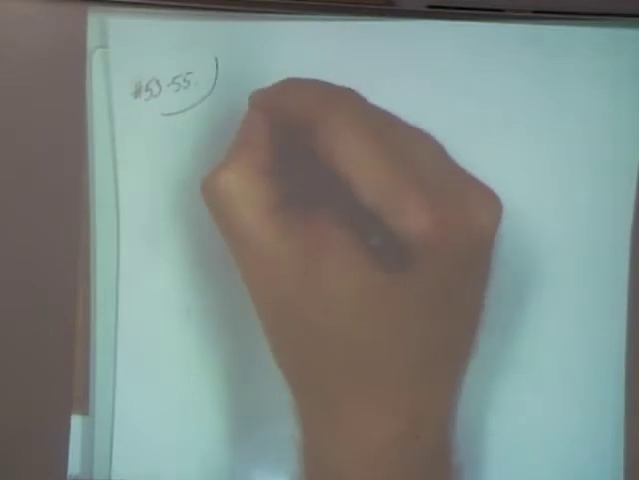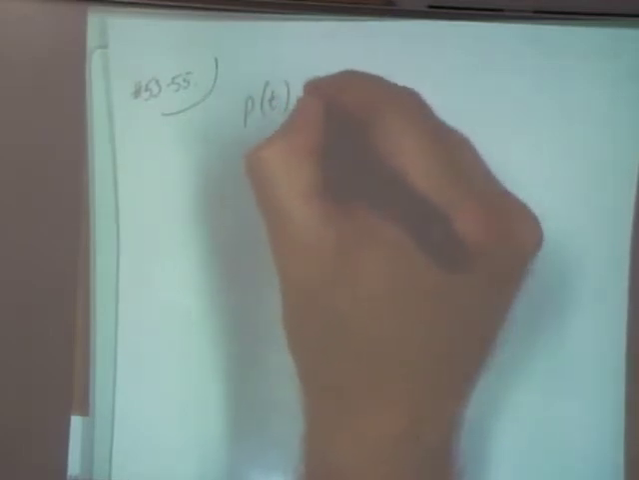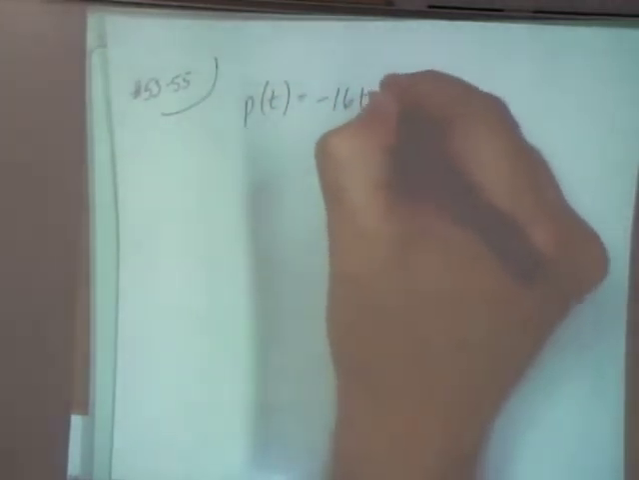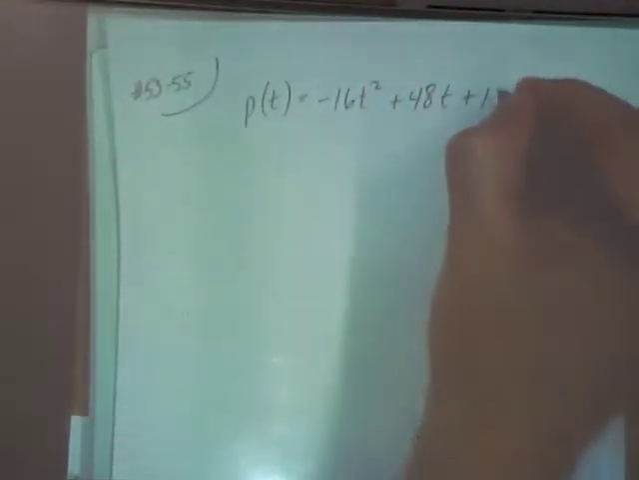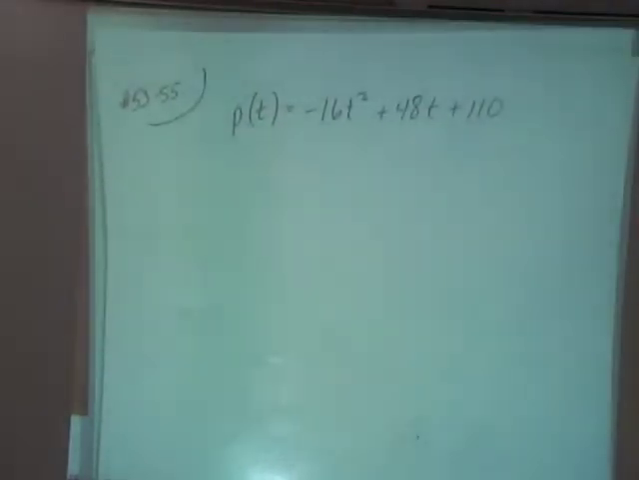They give us an equation. T is the time in seconds and P is the height of the pebble. So how long to the nearest 100th, well, let's write this down. This is numbers 53 to 55. And the equation is P of T is equal to negative 16T squared plus 48T plus 110. How long to the nearest 100th of a second did it take the pebble to hit the bridge guard?